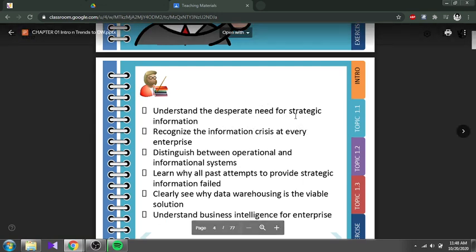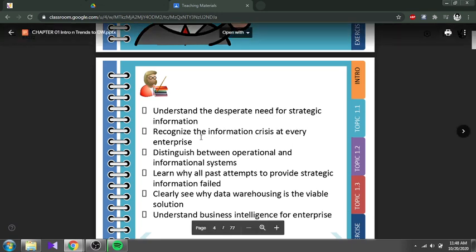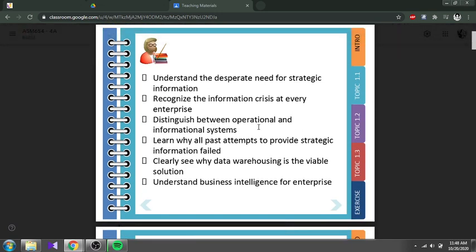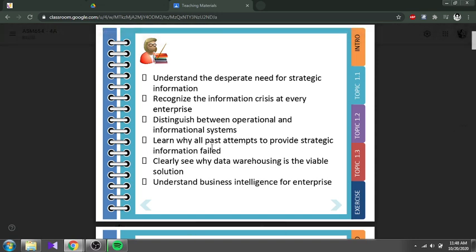Understand the desperate need for strategic information, and recognize the information crisis at every enterprise. You should distinguish between operational and informational systems, and learn why all the past attempts to provide strategic information failed, and clearly see why data warehouse is the viable solution. And at the end, understand business intelligence for the enterprise: how the company makes decisions on the business goals and strategies of the company.